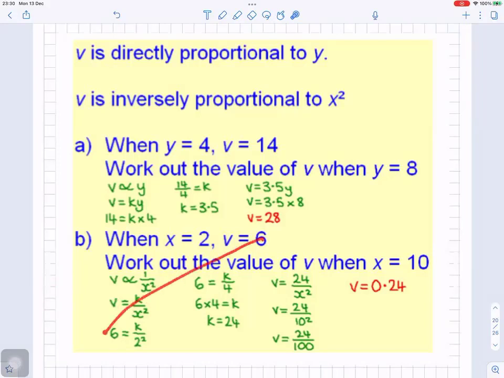When V is 6, x is 2. So 2 squared times 6. 2 squared is 4. 4 times 6 is 24. So k is 24. So V is equal to 24 over x squared. Now it says x is 10. Put x as 10 there. So it's 24 over 10 squared. 10 squared is 100. 24 divided by 100 is 0.24.